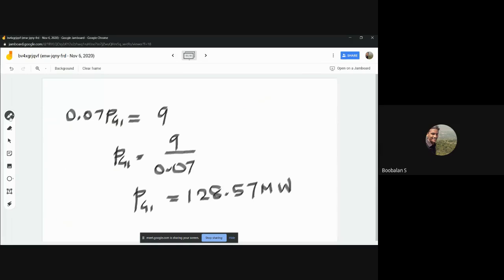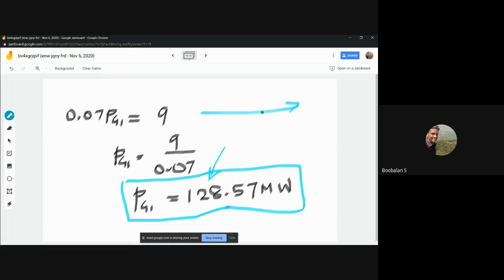So this is the power which is now generated from the PG1 generator, right? You may ask, they only said 100 megawatts, but why is this 128 coming? Because the transmission loss also has to be overcome, right? So about generator 1, that's why this much power is going to be generated, right?